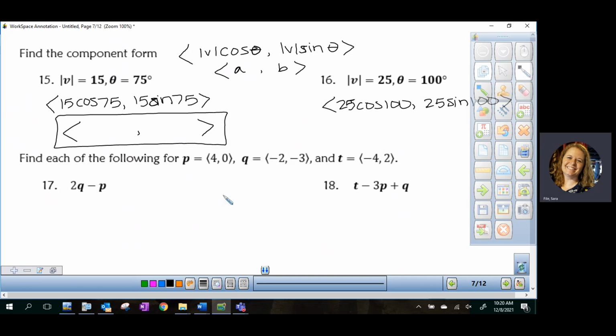All right. 15 cosine of 75, 15 sine of 75 is 3.88 and 14.49.